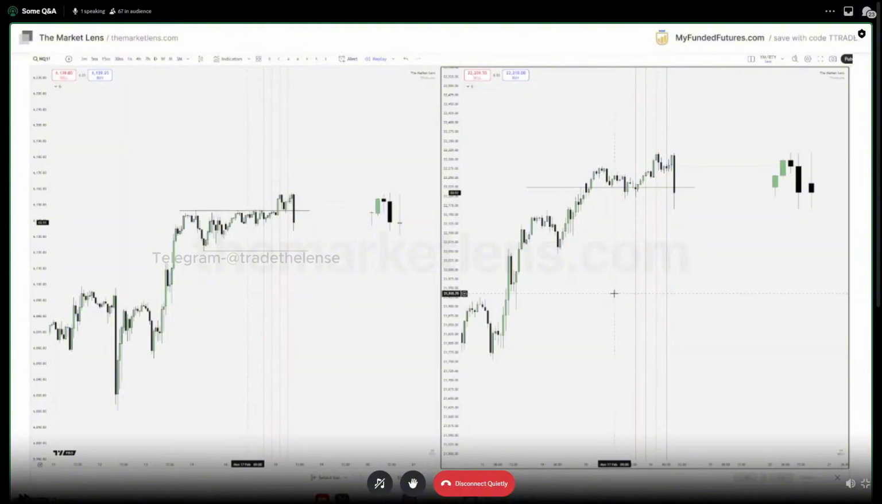I don't think you can use it in Top Step X because Top Step X is its own platform. It's not like actually TradingView, if that makes sense.